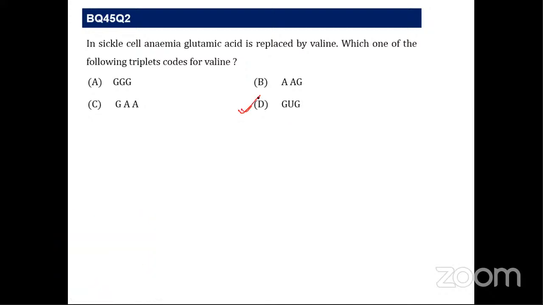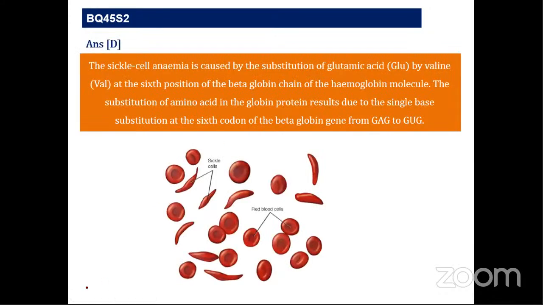The answer is going to be GUG. Right? In case of sickle cell anemia, on the sixth position of the beta globin chain, the glutamic acid gets replaced by valine. So sickle cell anemia is caused by substitution of glutamic acid by valine at the sixth position of the beta globin chain of the hemoglobin molecule. What is happening here? GAG is getting substituted to GUG, and as a result of GUG, it's the valine amino acid which is being synthesized.